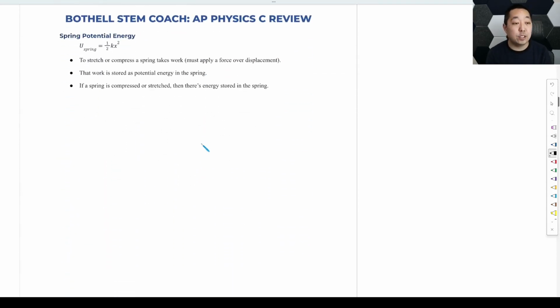And then spring potential energy: if the spring is in the system, then you have 1/2 kx squared. It's very similar to Hooke's law. You can actually derive it from work: the integral of kx dx is 1/2 kx squared. That's where that potential energy comes from. Basically, anytime the spring is stretched or compressed a certain distance, it contains some energy stored in it. Here x is how much you've stretched or compressed it relative to its relaxed length, just like Hooke's law.